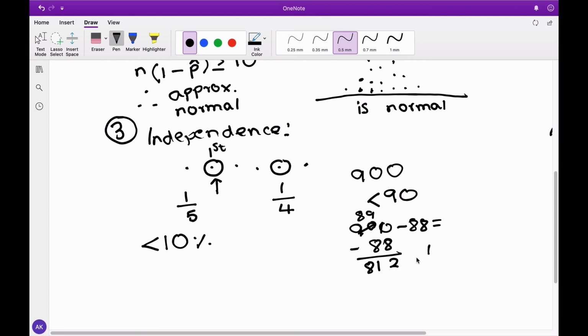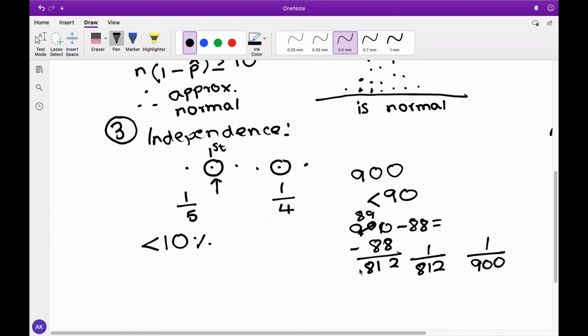Now, 1 over 812 isn't that much different than 1 over 900. They're somewhat similar in size. So you can see how if you survey from less than 10% of the population, it doesn't really affect the random chance that the 88th guy will get the survey versus the first guy.